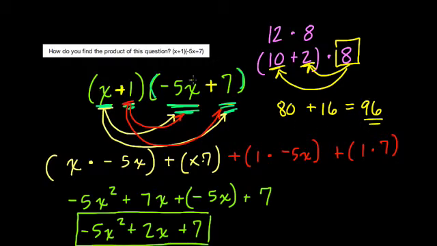We're multiplying each term by the other terms in the other set of parentheses, getting those products, and then adding them up.